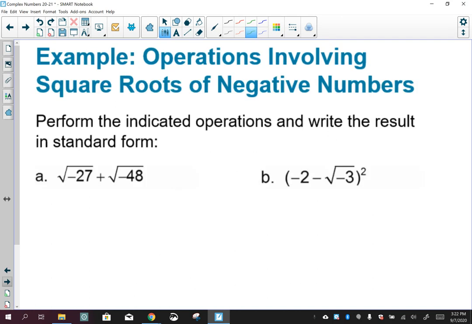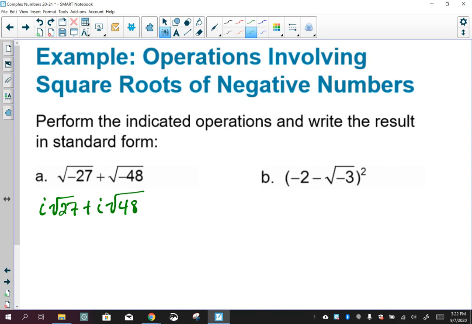So if I have problems like this, I have to get rid of these negative signs here and here. I can't keep them there. So I'm going to start with this 27 first. I'm going to pull out that negative 1, I times the square root of 27. And then the negative 48 will be I times the square root of 48. Now I can deal with that square root of 27 and the square root of 48.